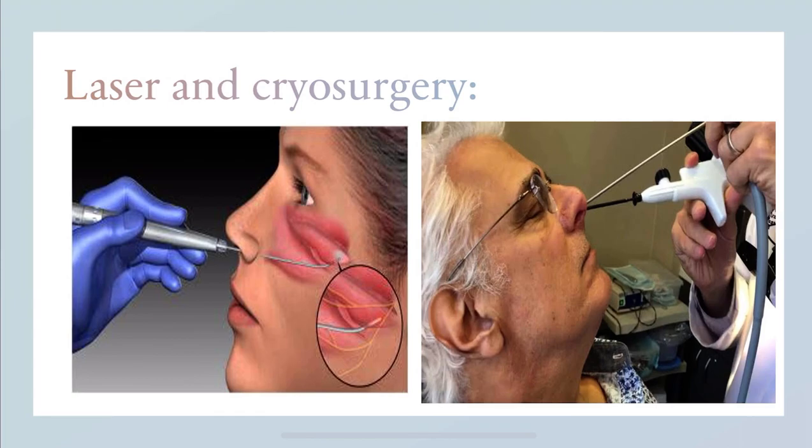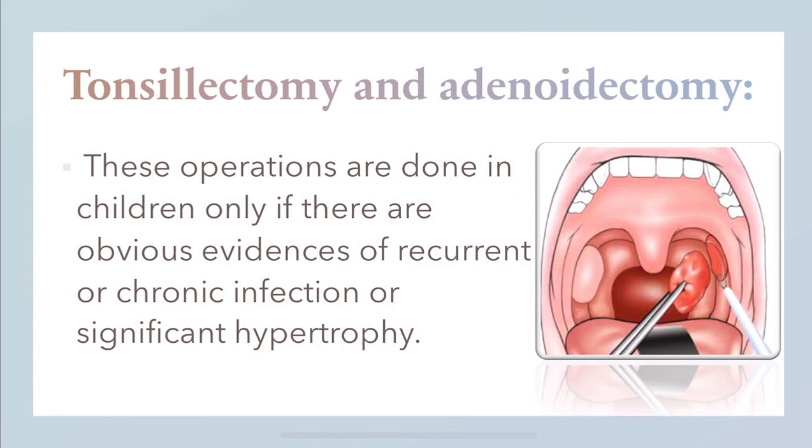Laser and cryosurgery. You can see the laser and the cryosurgery, which can be done to treat allergic rhinitis. Tonsillectomy and adenoidectomy. These tonsils and adenoids serve as a reservoir of microorganisms. As a result, they could be a mode of infection to the nose. They can cause recurrent allergic rhinitis. So removing the adenoids and the tonsils can also help in reducing allergic rhinitis.